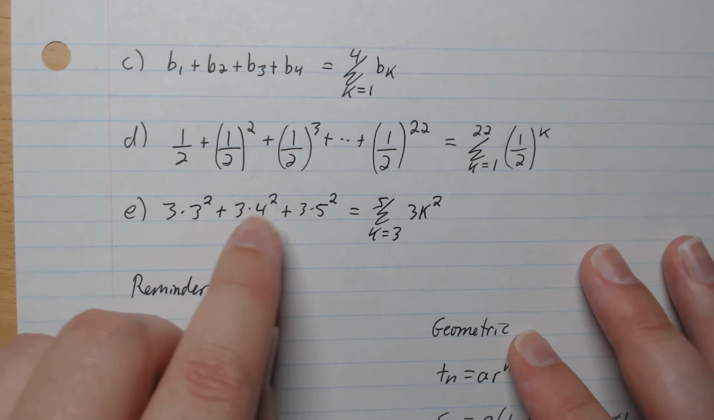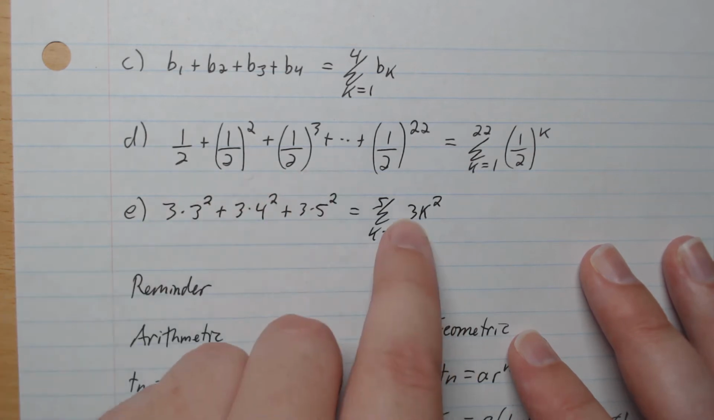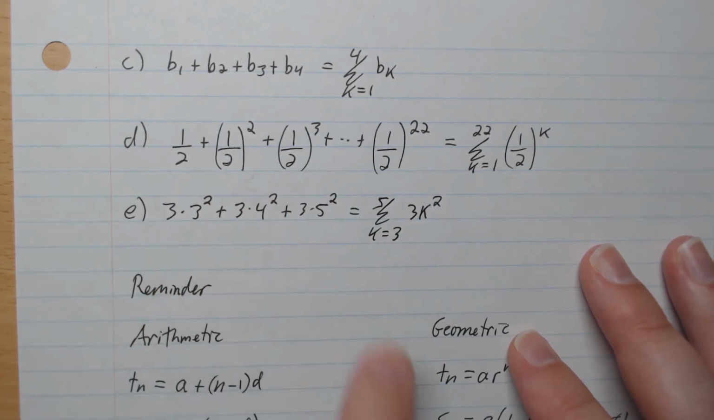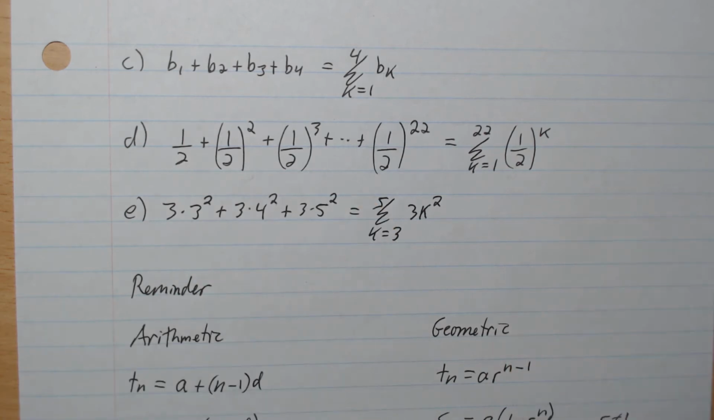Next one, we have 3, 3, 3, and square, square, square, so 3k squared like that. 3, 4, 5, so k going from 3 to 5 as such.